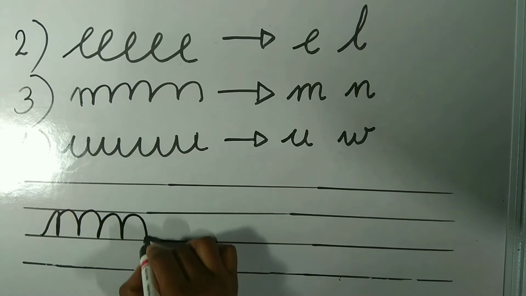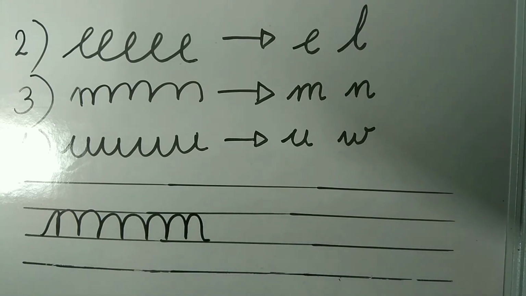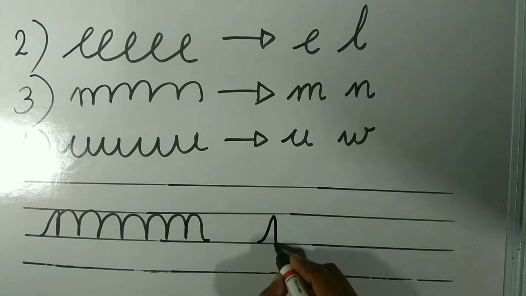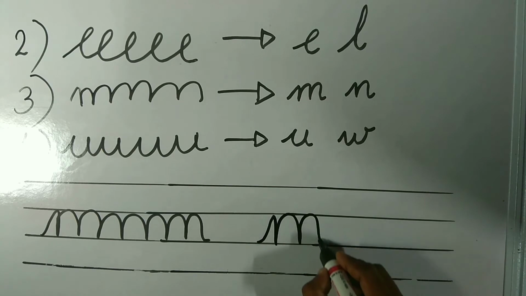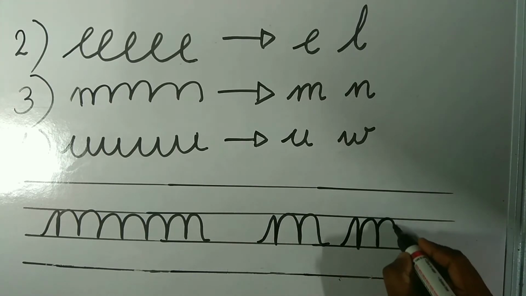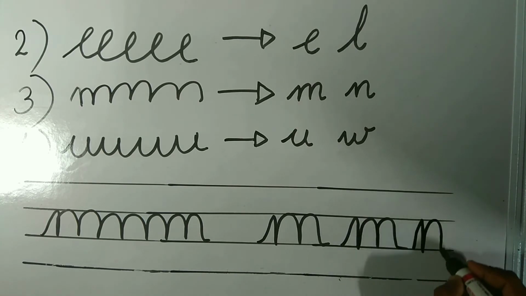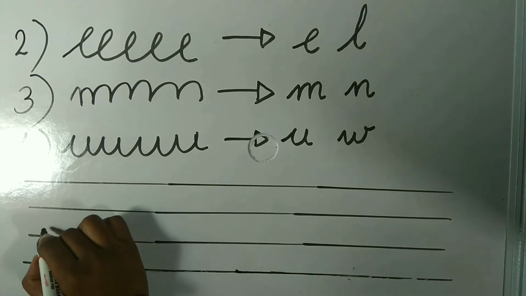Look at how we can write the pattern. Yes, practice it well. Then which are the letters we can make from the pattern? M and N. Don't lift your hand, write the pattern smoothly. After that, you cut the pattern like M, then individually write it. Practice both types.